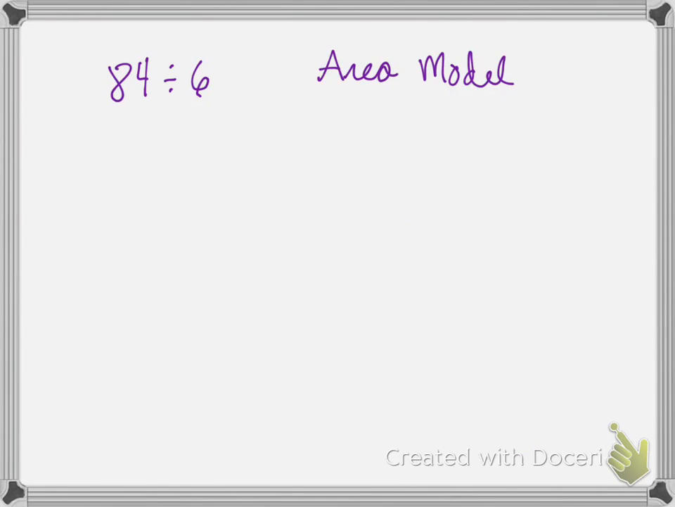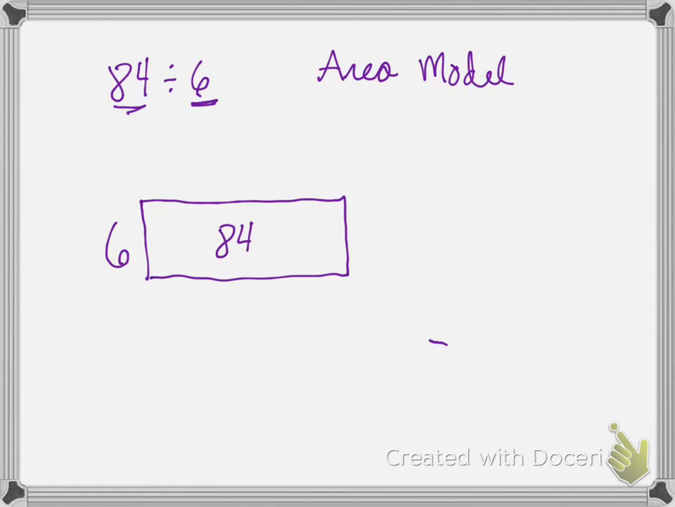All right, so let's try making an area model for 84 divided by 6. So over here, the 6 is going to be our width, and make a rectangle, and the 84 represents our square units. So now we actually have to come up with our length right here.